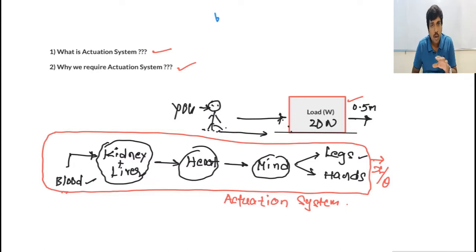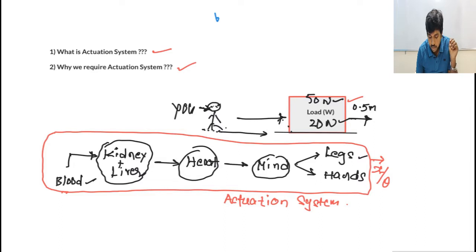Now my question to all of you is, suppose you are standing here and you want to push a 20 Newton load. 20 Newton is a small amount of load. A moderately healthy person can easily displace this 20 Newton. Suppose the load is 50 Newton, yes, of course you can do it, because this is also not a huge amount of load.